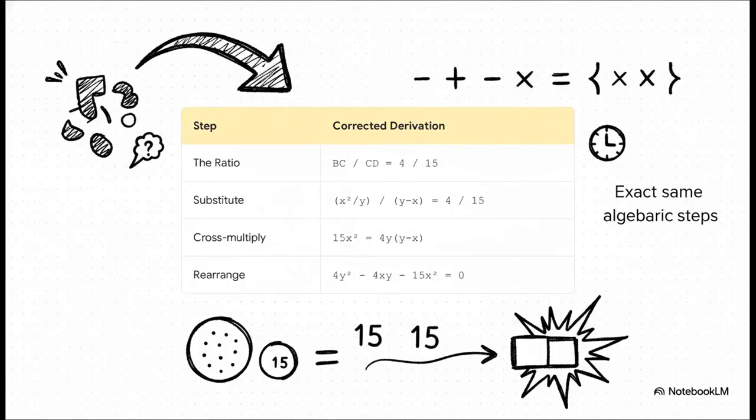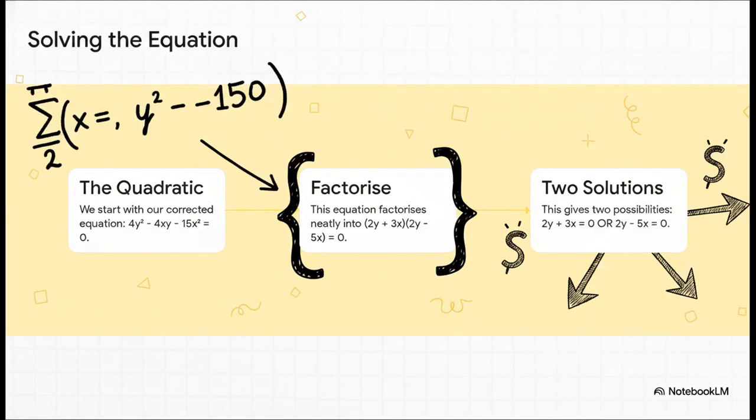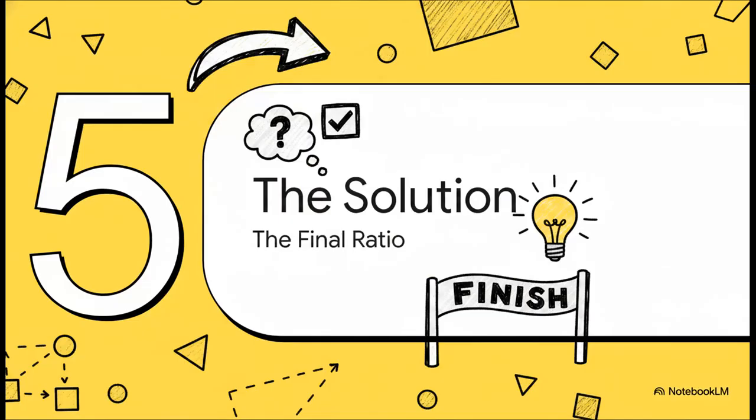So let's see what happens when we use this corrected number. We follow the exact same algebraic steps as before, but this time with a 15 instead of a 21. This gives us a new corrected quadratic equation. Now this equation is much nicer to work with. Why? Because it factorizes perfectly. We can split it cleanly into two brackets. And like any quadratic, that means we have two potential solutions to check out. We are so close now.